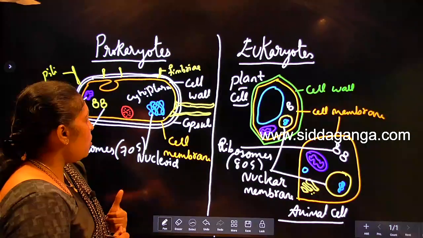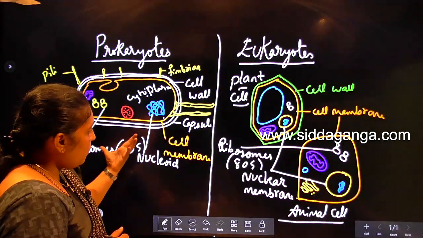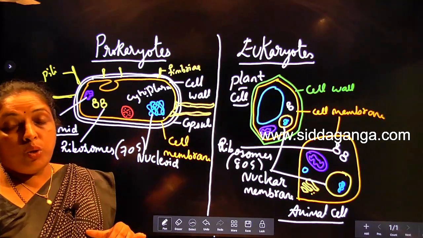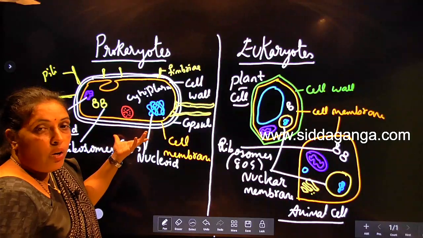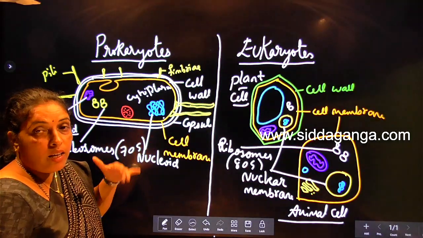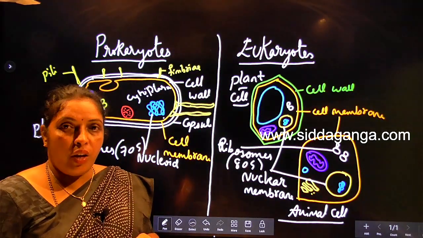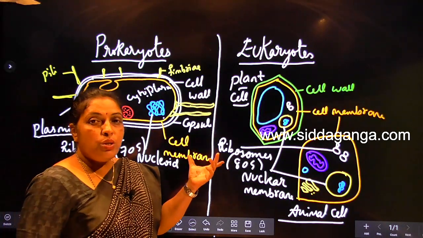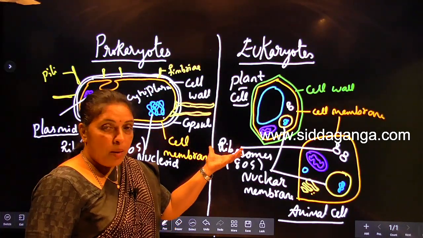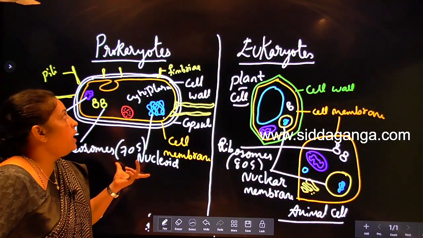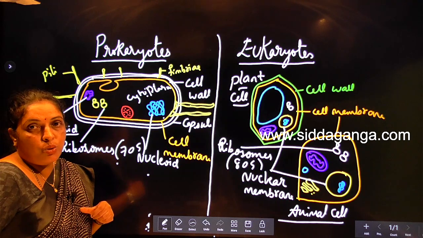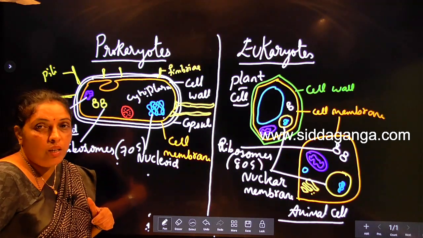Understood? Now, when we see the difference between prokaryotes and eukaryotes, we can tell one more point: prokaryotes are smaller in size, hence division is rapid in prokaryotes. Eukaryotes take some time for cell division, but here we see rapid cell division in prokaryotes. Understood? That's the difference between prokaryotes and eukaryotes.